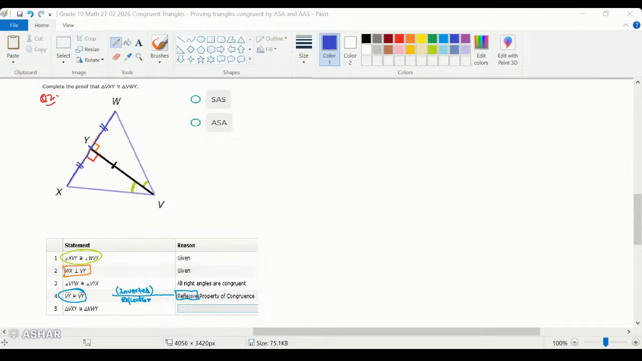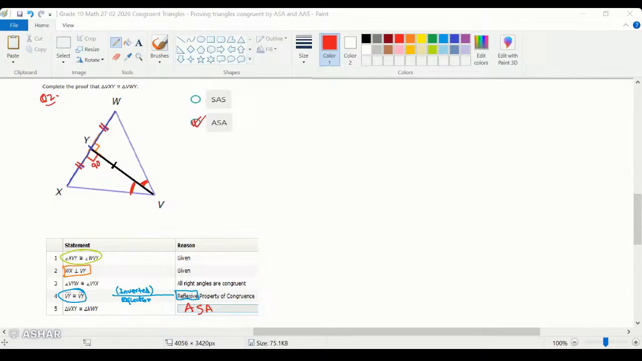Since the question gave us two angles already, right? They provided us with this angle and they gave us this angle, right? And this angle. So we will consider two angles and one side. So can we say angle, side, angle can be used? Okay, thank you. Perfect.